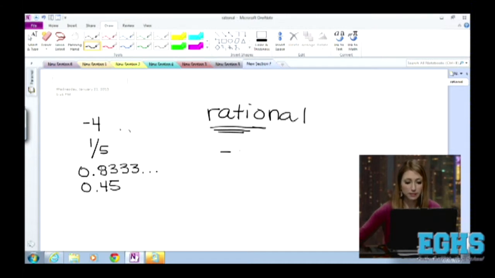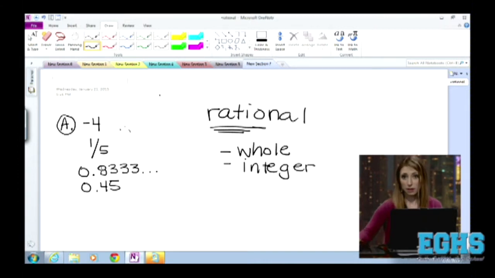So I'm going to kind of make a list here. So whole numbers. Any integer is also going to be a rational number. An integer is basically a positive or negative whole number. So -4, for example, this was one of the choices. It was a multiple choice question. That's an integer. So that one is a rational number. They wanted to know which one was not rational. So I'm going to cross out all of the rational numbers.